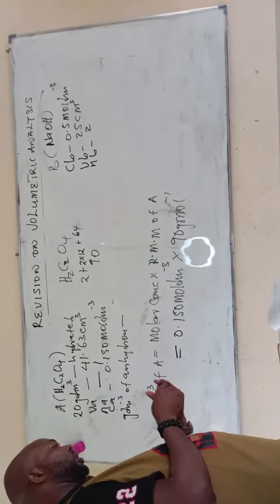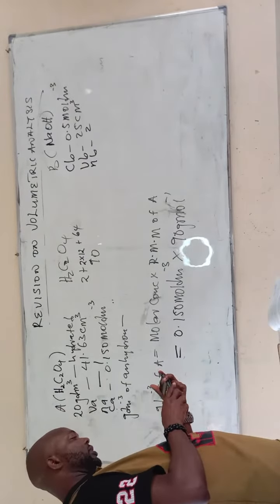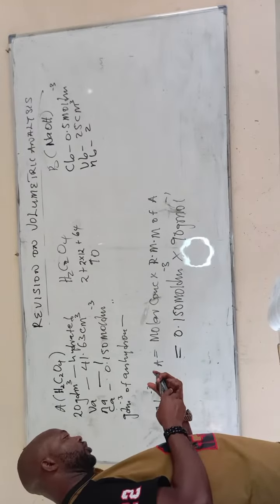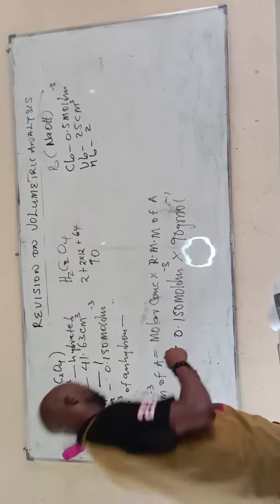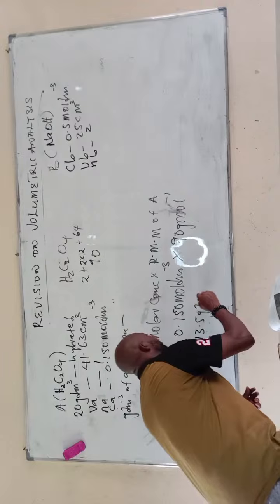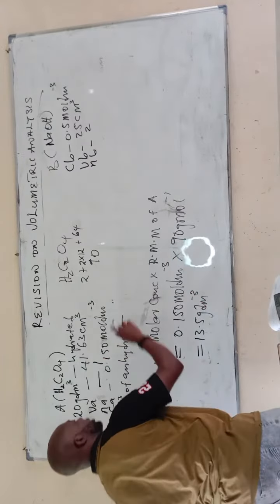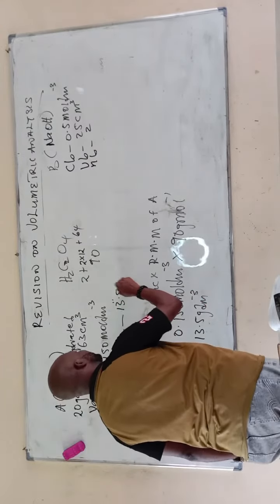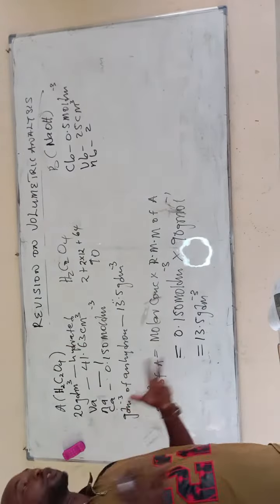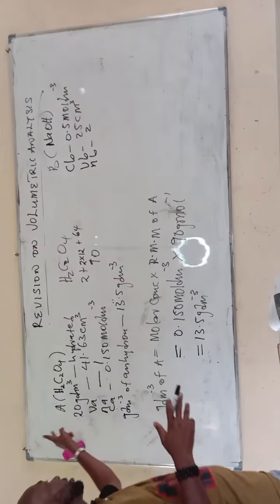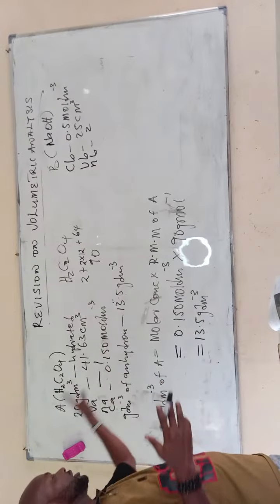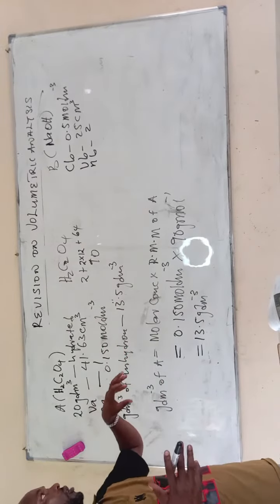So 90 times 0.150 is equal to 13.5. 13.5 g per dm cube. Remember, that of hydrated contains water. The mass concentration must be bigger than that of anhydrous when the water has been removed. So you can see the distinction is here. Key. So let's proceed now.